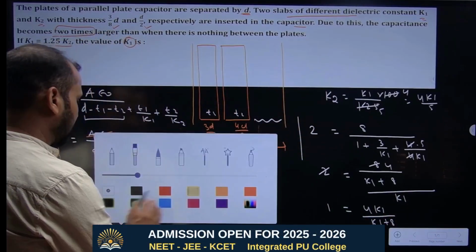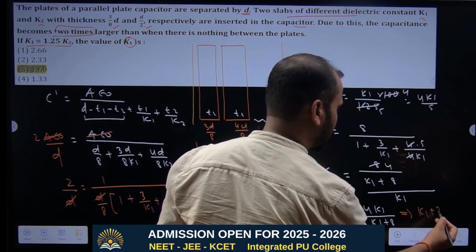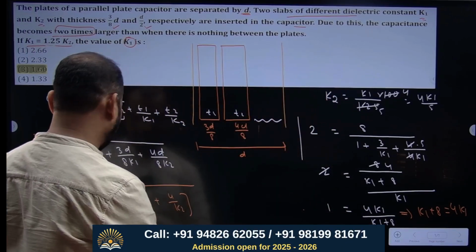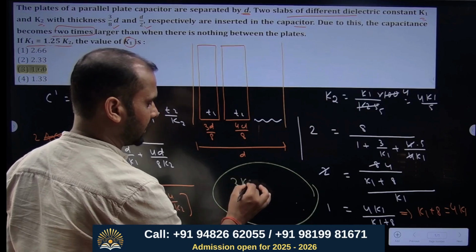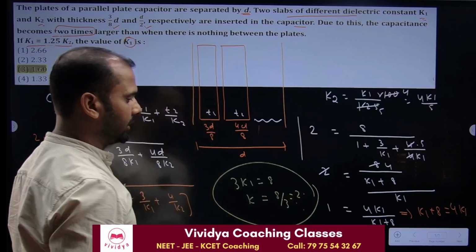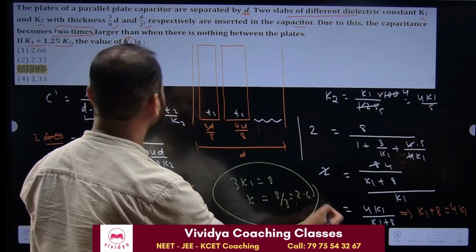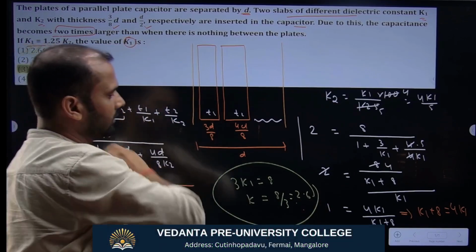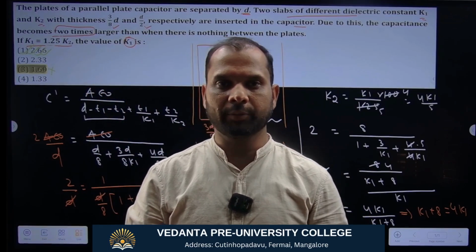Now we will cross multiply and we will get the final answer. So K1 plus 8 is equal to 4K1. From here, 3K1 will be 8, so K1 will be 8 by 3, that is 2.66. Is there any such answer? Yes, option A is the answer. So option A will be the correct answer, and the final answer to this question will be 2.66. I hope you understood the question. Thank you.